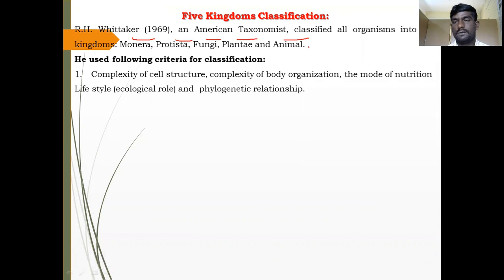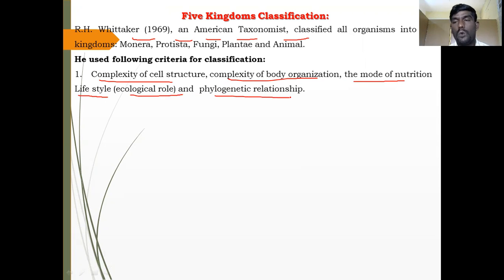You know, in the previous system of classification, that is the two kingdom system, Carl Linnaeus mainly worked on the external morphology of animals. But here, Whittaker used many components or aspects of classification. For example, complexity of cell structure, complexity of body organization, mode of nutrition, lifestyle, ecological role, and phylogenetic relationship. All these aspects are included in the five kingdom system of classification.